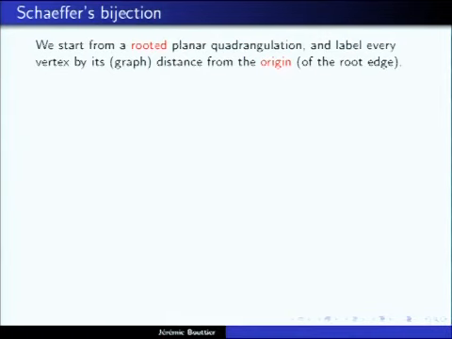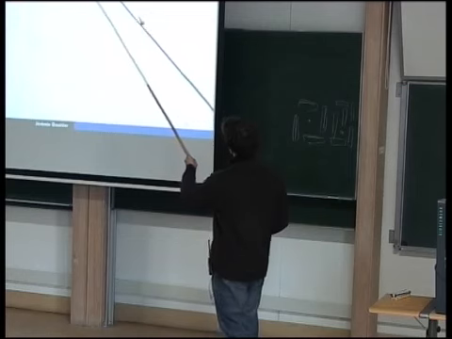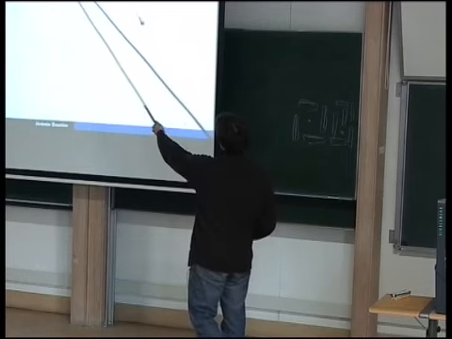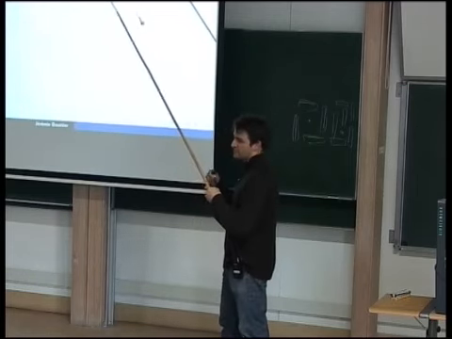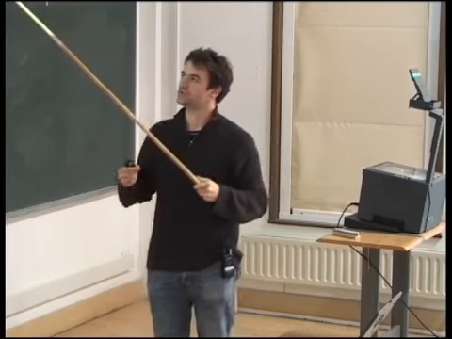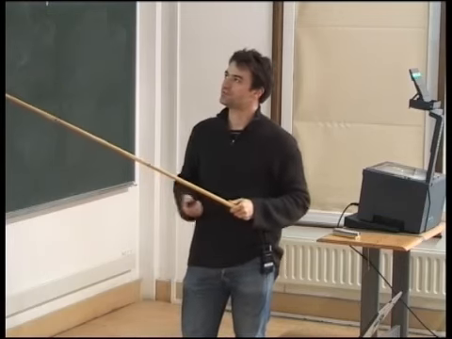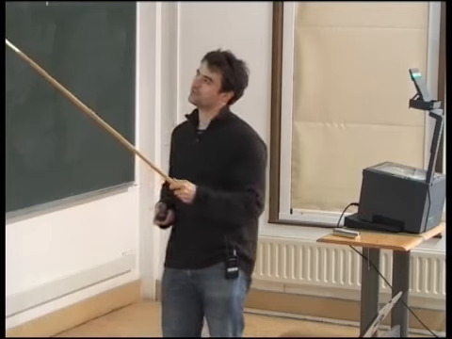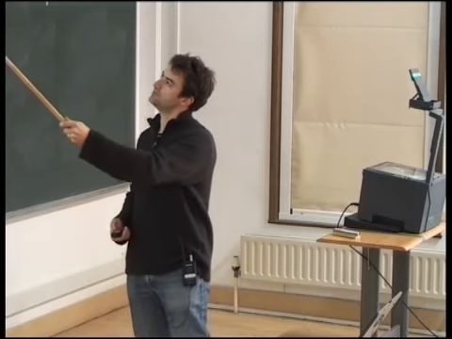So you start from a rooted planar quadrangulation. I hope that you know what that is. I will show an example of a quadrangulation in two seconds. It has a root. A root is a choice of an edge that is marked and oriented. It's useful to avoid possible inner symmetries of the quadrangulation. It's a classical step in the enumerative theory.